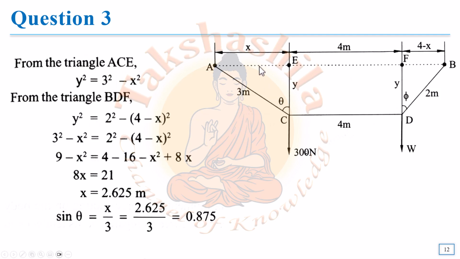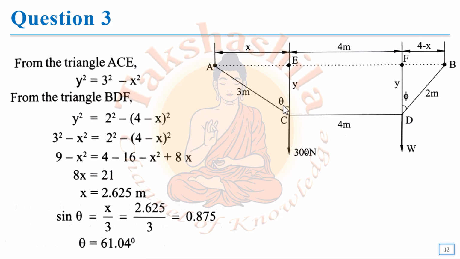Sine theta is equal to opposite side by hypotenuse. Therefore, sine theta is equal to the opposite side, which is x, divided by the hypotenuse, that is 3. And the value of x is found to be 2.625. Substitute it, and sine theta will be equal to 0.875, from which theta is equal to sine inverse of 0.875. Once you do that in your calculator, you will get theta is equal to 61.04 degrees. That means this angle theta is 61.04 degrees.